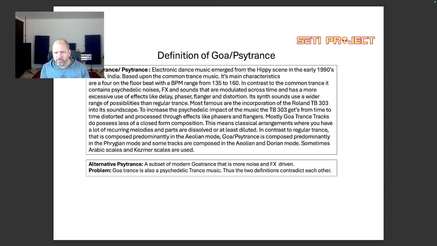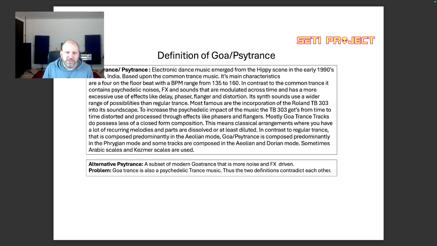So I wrapped my mind around what I think the music basically is. It's electronic dance music that emerged from the hippie scene in the early 1990s in Goa, India, and maybe a little bit earlier, based upon common trance music. Its main characteristics are a 4-on-the-floor beat with a BPM range from approximately 135 to 160. In contrast to common trance, it contains psychedelic noises, effects and sounds that are modulated across time, and has a more excessive use of effects like delay, phaser, flanger and distortion. Its synth sounds use a wider range of possibilities than regular trance and are a bit more freaky.